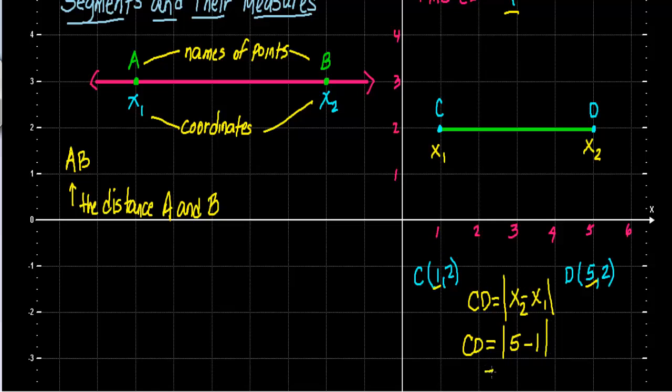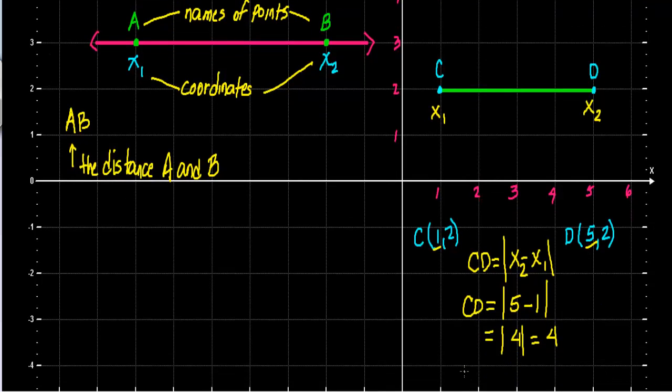And then that would come out to be the absolute value of 4. And the absolute value of 4 is 4. So then we would say that the distance CD is equal to 4. So there you have two ways of finding the distance between 2 points on a segment, okay?